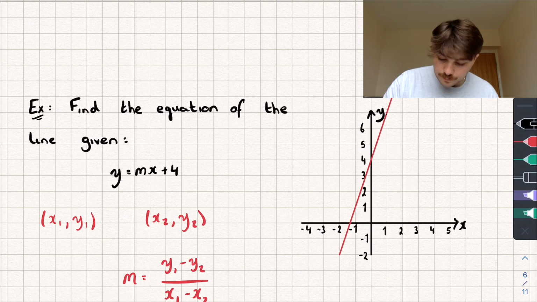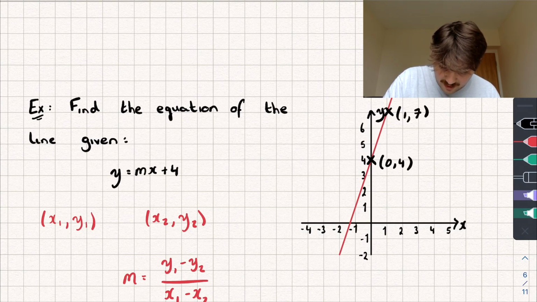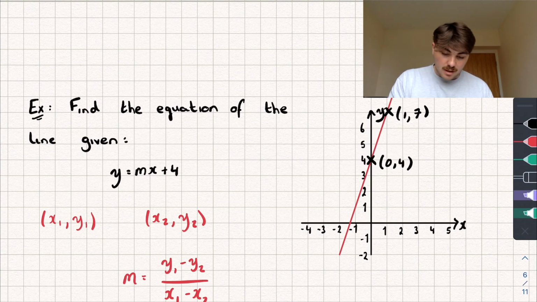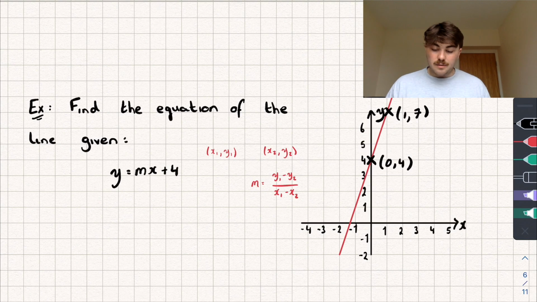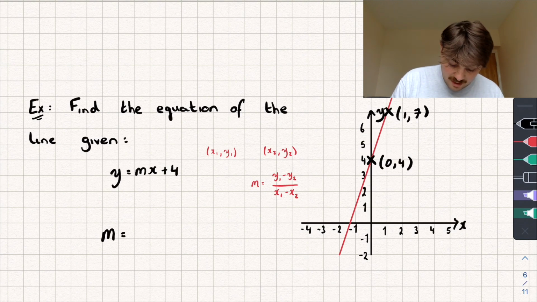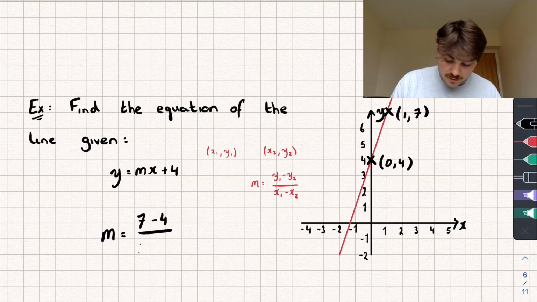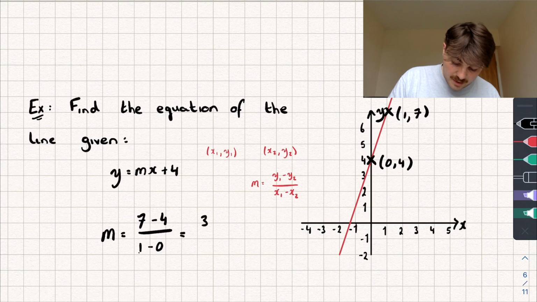So let's pick a couple. Say this one here at the point 0, 4, and let's say this point up here with the coordinates 1, 7. So the gradient of this line, let me make this a bit smaller and move it up here. So the gradient of this line is going to be equal to m, so the difference in y, so 7 subtract 4, divided by the difference in x, so that's just 1 subtract 0. Okay, and so simplifying this, we're going to get 3 over 1, which is equal to 3.